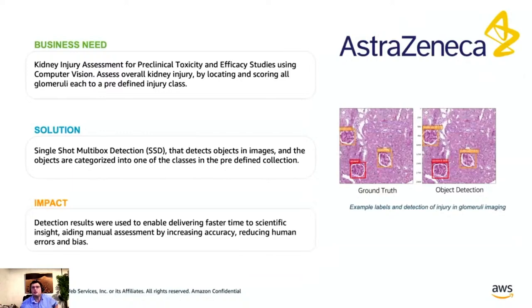Here's another example. This comes from AstraZeneca, where they were essentially attempting to do kidney injury assessment. You can see on the right an example of this, where you have glomeruli within the kidney that may have severe damage or moderate damage or nothing. And the problem that they were facing is that this was a purely human-driven process at first, where pathologists are essentially looking at these images and labeling them and making decisions. By using Amazon SageMaker for labeling this, as well as for performing the classification, this essentially is scaling what used to be a purely human-driven process to give faster scientific insight, as well as removing that human-based bottleneck.